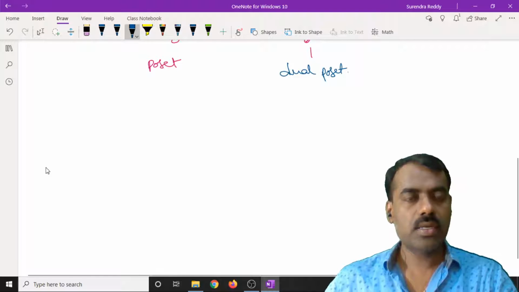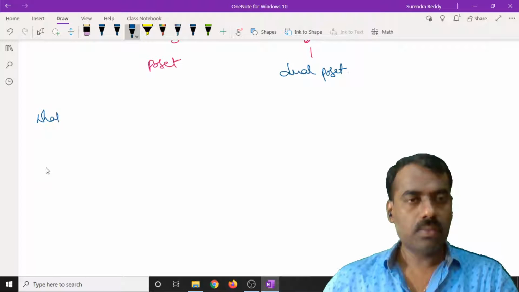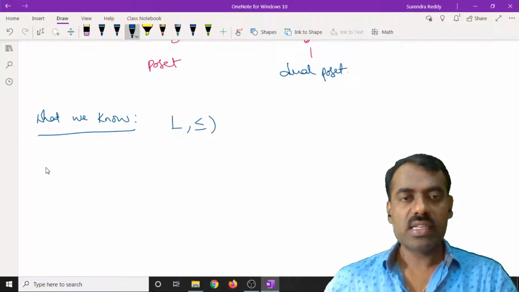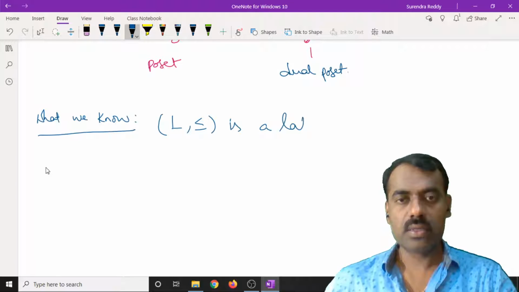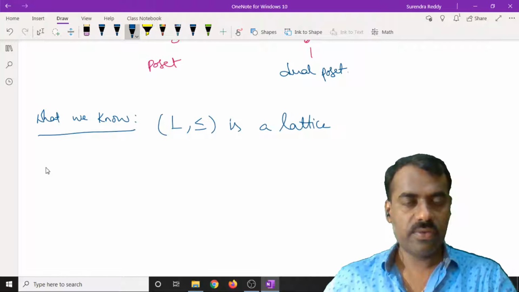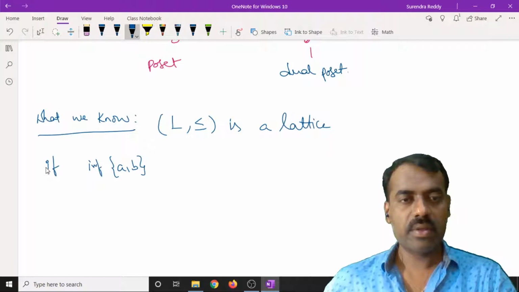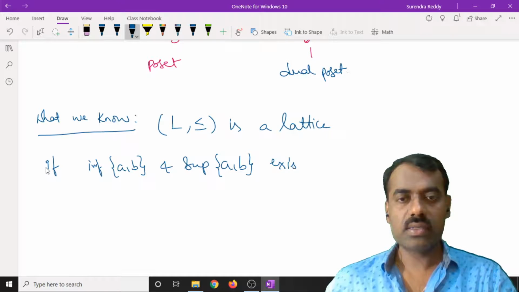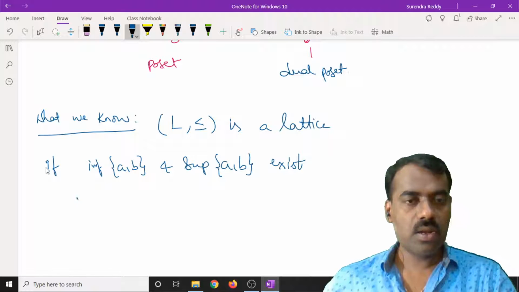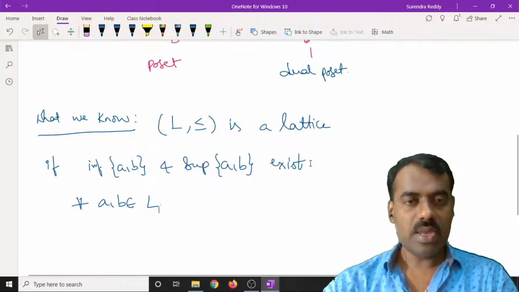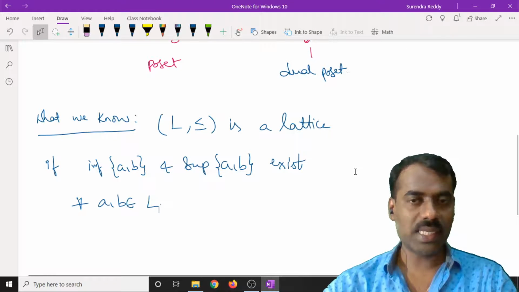Now what we know already, as a lattice is that if you call it L, it is a lattice, of course, as a poset, if infimum of A comma B and supremum of A comma B exist for all A comma B in L. If you take any two elements, then for them infimum and supremum should exist. Then we say that that poset is a lattice.